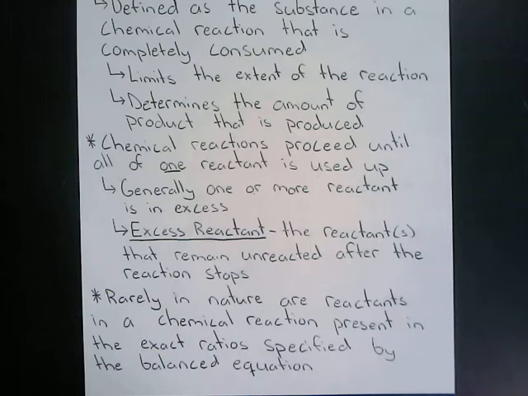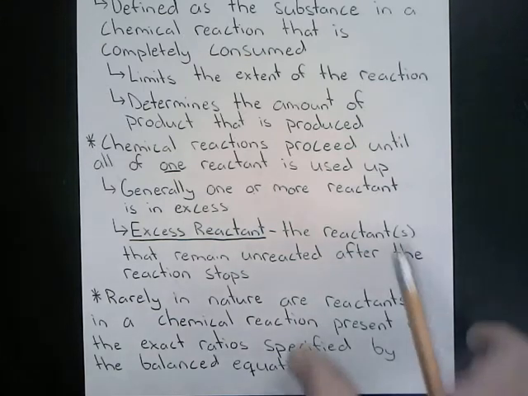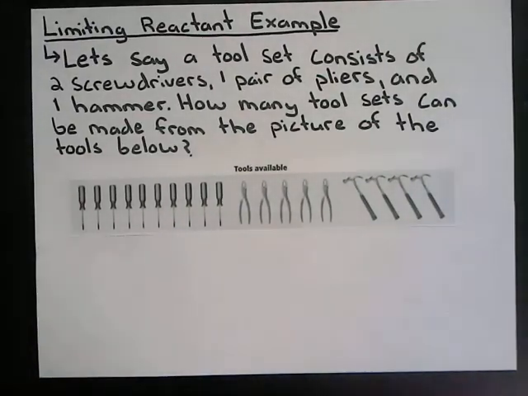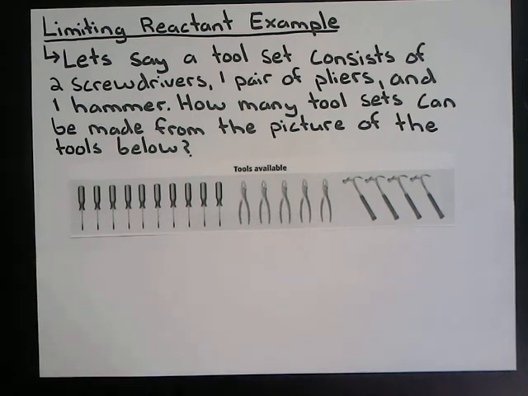Okay, so to get you into the mindset of what a limiting reactant is, I have a real generic example. And this example, again, has nothing to do with a balanced chemical equation, but it utilizes that concept of limiting reactant. So we have here a tool set that needs to consist of 2 screwdrivers, 1 pair of pliers, and 1 hammer. From the picture below, we want to know how many sets of tools can be made.